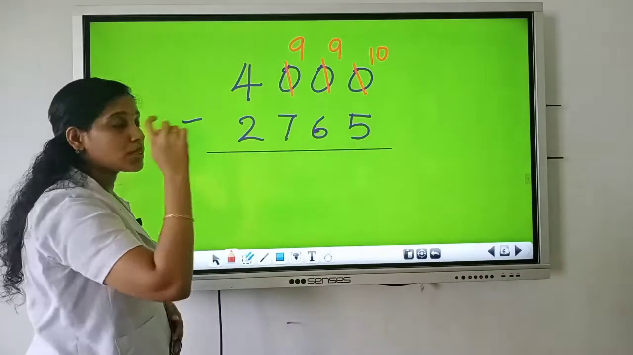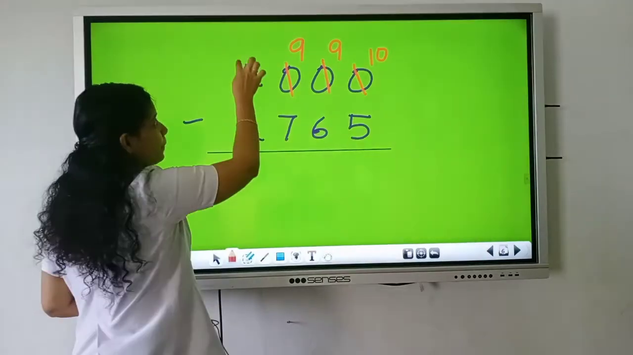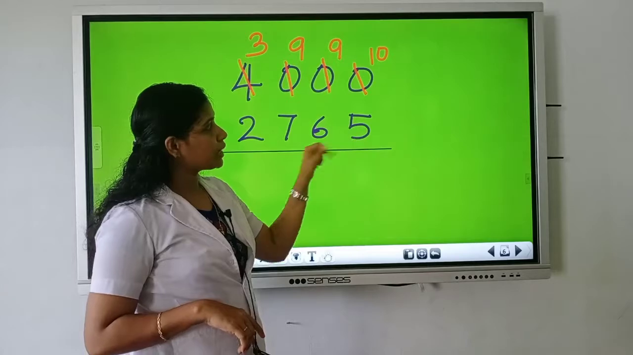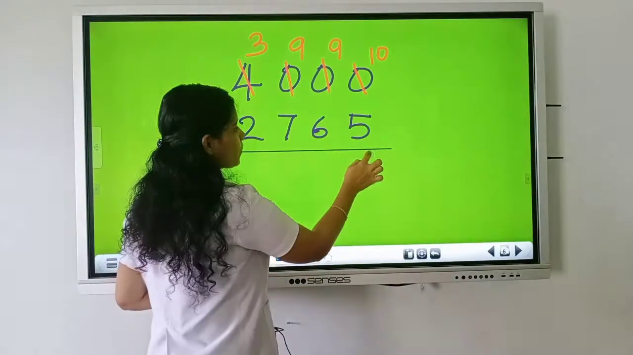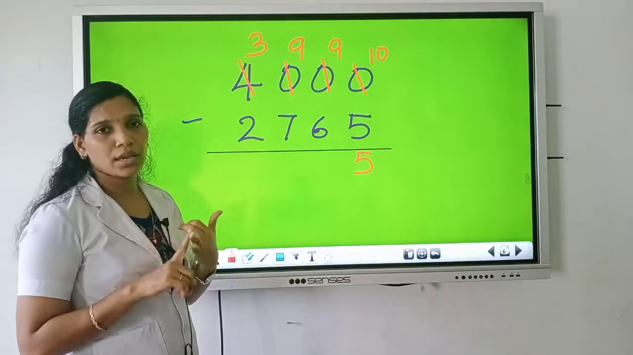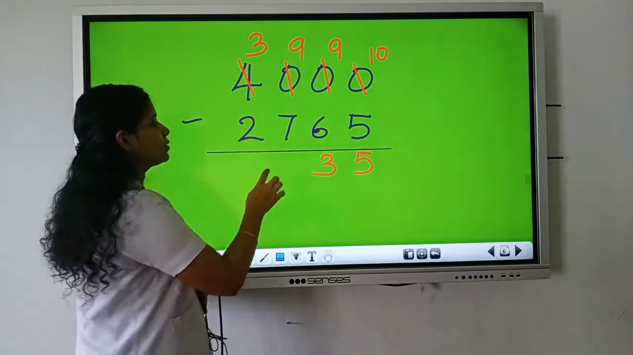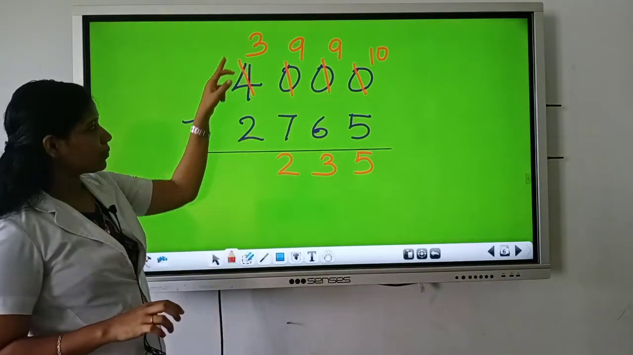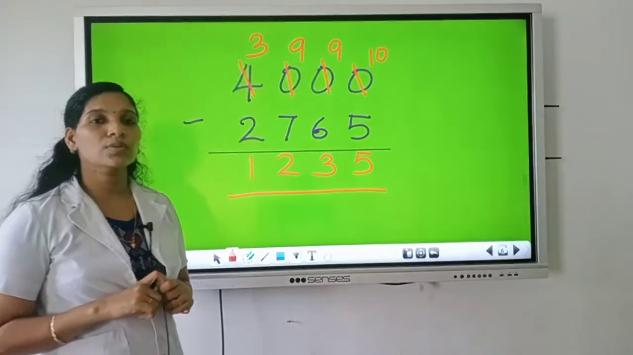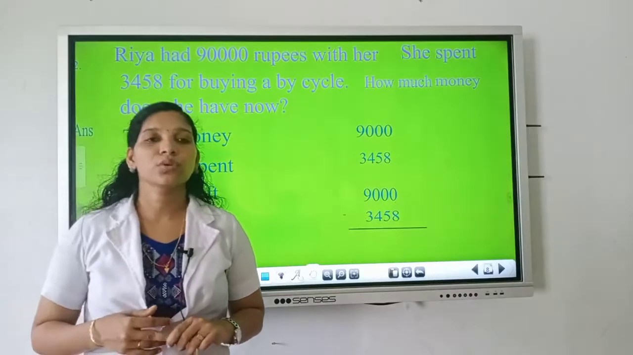For all these zeros we are borrowing from which number? The number nearest to 0. So 4 will become 3. Clear? Now what is 10 minus 5? 5. 9 minus 6? 7, 8, 9. 3. 9 minus 7? 2. And 3 minus 2 is 1. So your answer is 1235.